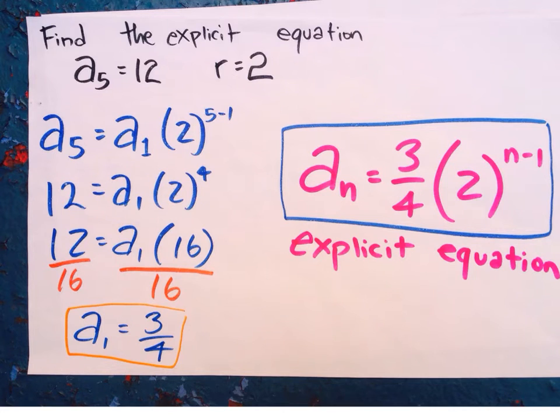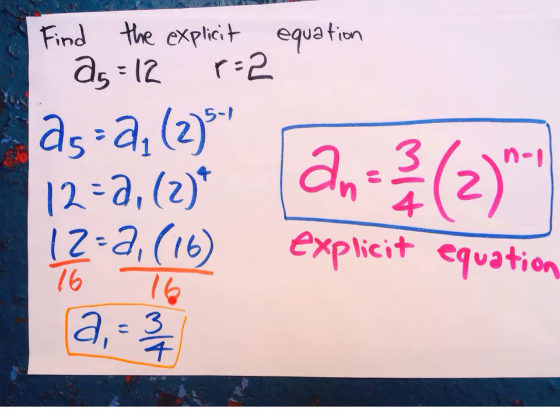How do we find the explicit equation if we're given the fifth term in the sequence, which is 12, and the ratio, which is 2? We're going to be using our formula. We're going to make a sub n, a sub 5, equals a sub 1, which is what we need to figure out, multiplied by the ratio raised to 5 minus 1. We can swap out a sub 5 for 12. We know that because that information is given in the beginning. It equals a sub 1 times the ratio raised to 4. And 2 raised to the 4 is 16.